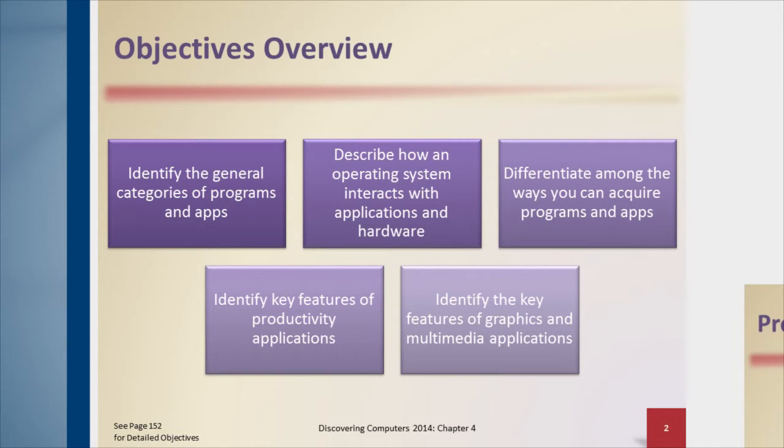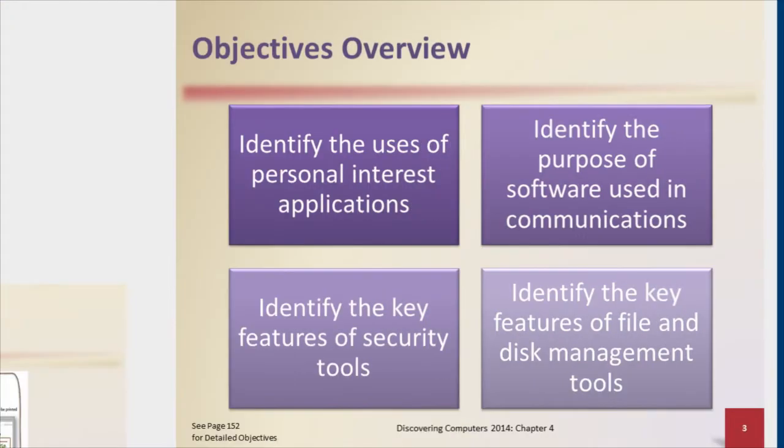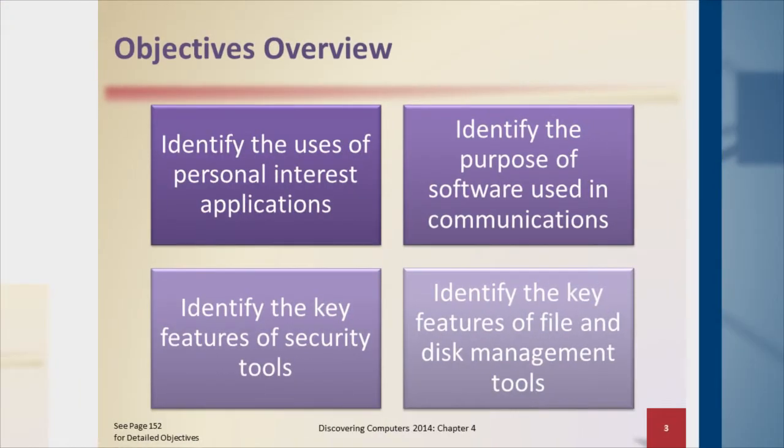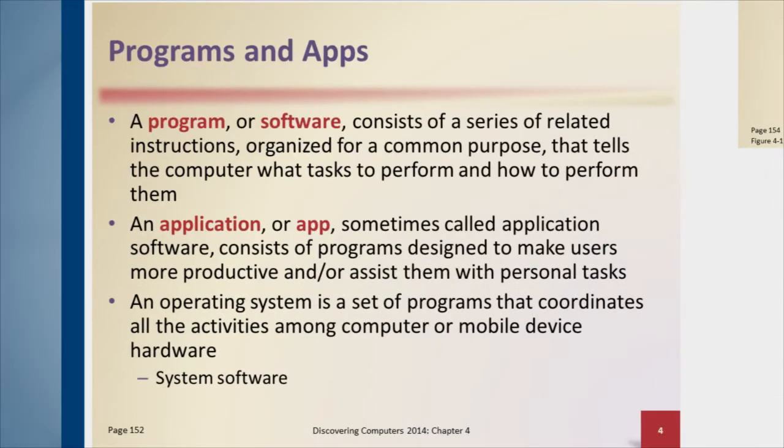We'll differentiate among the ways you can acquire programs and apps, whether you go to the store, you download those programs, things like that. We'll talk about some of the key features of productivity applications, and of graphics and multimedia applications. We'll identify the uses of personal interest applications. We'll talk about the purpose of software used in communications, identify the key features of security tools, and lastly, identify the key features of file and disk management tools.